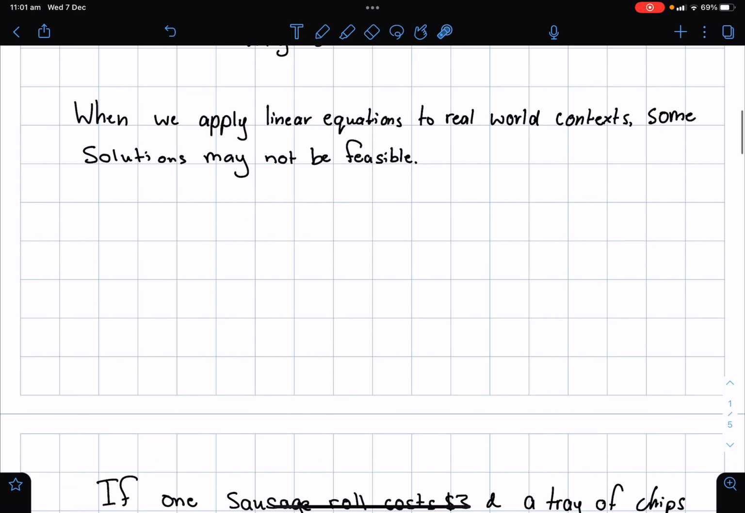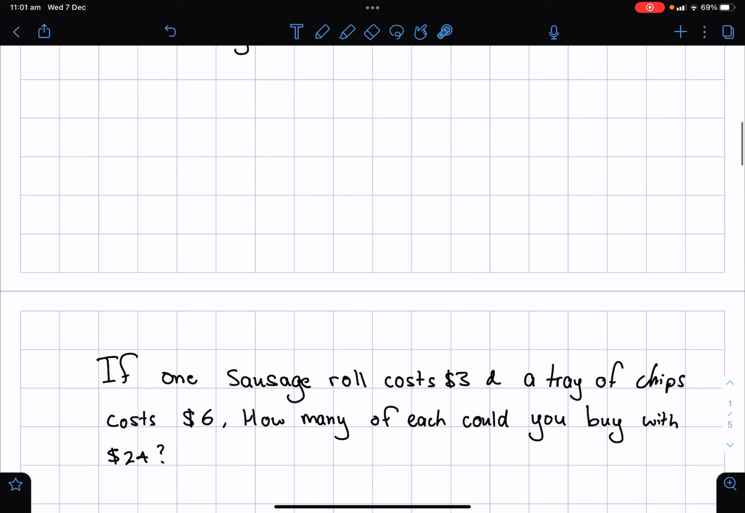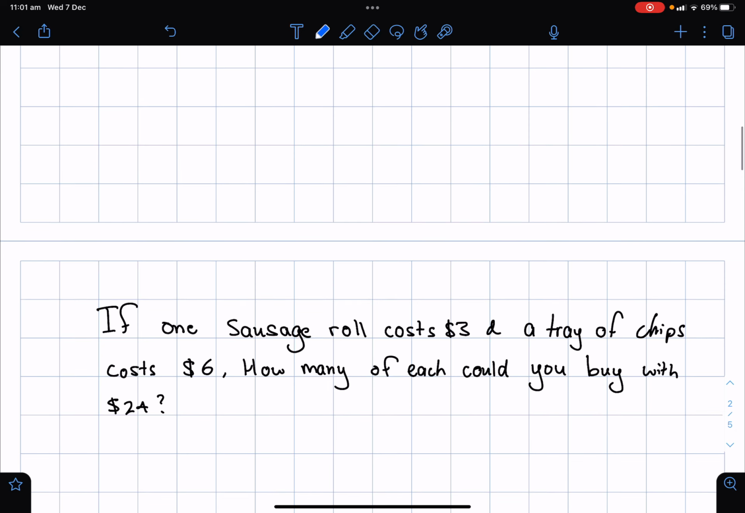So a little bit of an example of this. If we have one sausage roll costing $3 and a tray of chips costing $6, how many of each could you buy with $24? Now let's have a little bit of a think about that. So $24 we have to spend. Now we could buy 8 sausage rolls with $24, 3 times 8. We could buy four trays of chips, so 4 trays of chips.